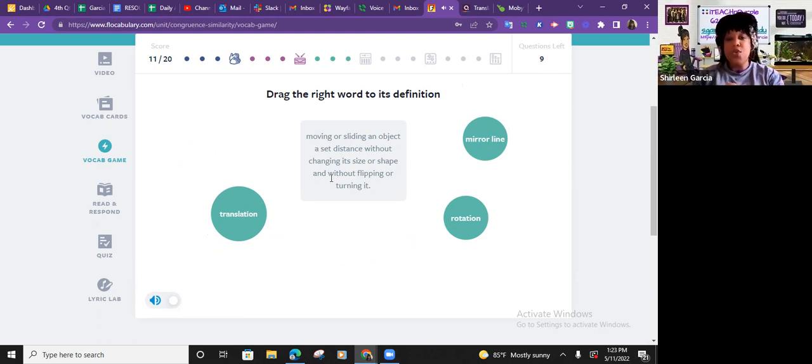All right. Moving or sliding the object a set distance without changing its shape or size. You're not flipping it, you're not turning it, you're just sliding it or moving it. Is that mirror line, a rotation, or translation?